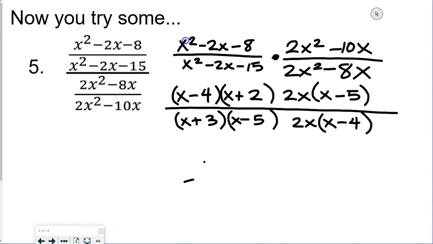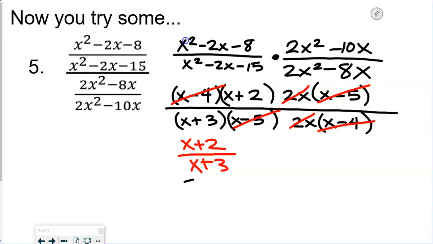So here we go again. We're now going to look at what terms we can cancel out. We've got an x minus 4 here, and an x minus 4 there. We don't have an x plus 2 on the bottom. We do have a 2x and a 2x, right? And then we have an x minus 5 and an x minus 5. So we take what's left on top and we put it over what was left on the bottom.